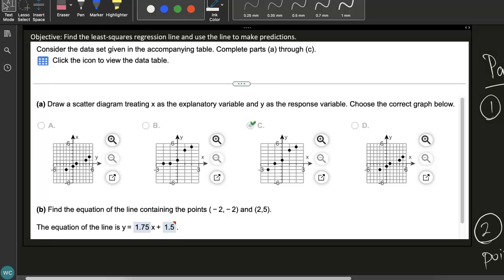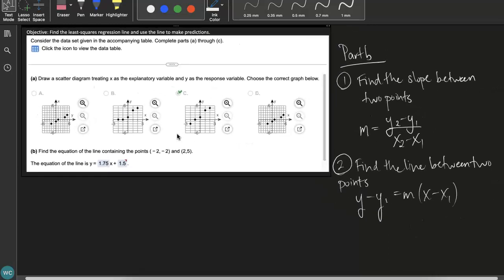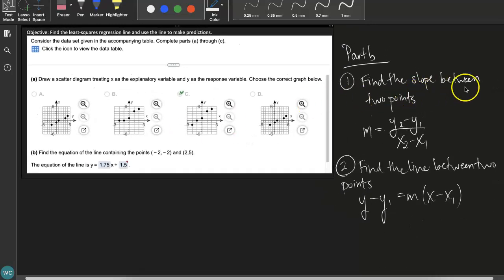For this example involving some data and a least squares regression line, we're really going to focus more so on part B, finding the equation of a line given two particular points. So there's a process here when doing so, and the first thing that we want to do is find the slope between the two given points.